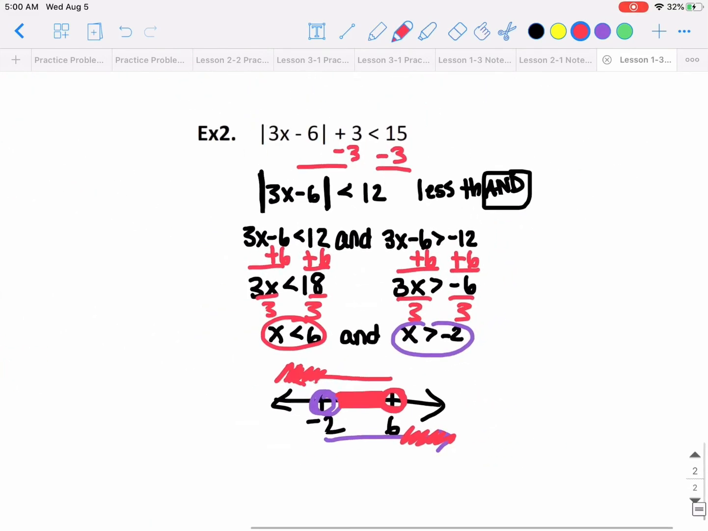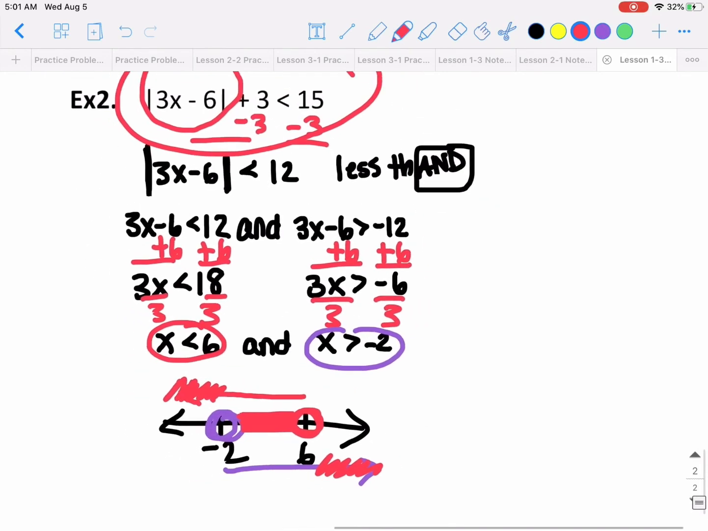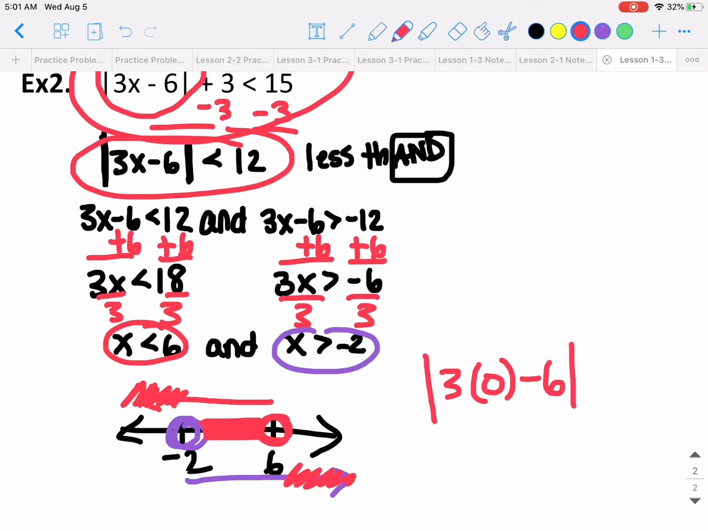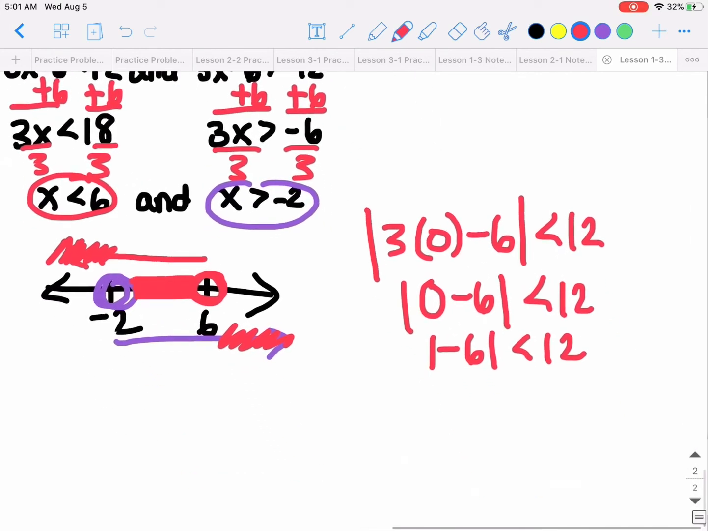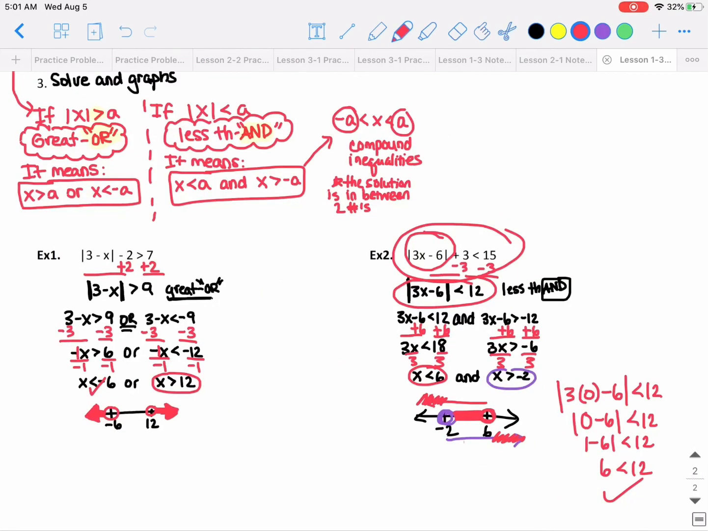I can plug in any number from negative 2 to 6 into this, and this statement is true. So let's pick a number, let's put in 0. I can actually use this inequality because it's easier. If I plug in 0, I have the absolute value of 3 times 0 minus 6 is less than 12. Is that true? Well, 0 minus 6 is negative 6. The absolute value of that, is that less than 12? Yes, it is, because the absolute value of negative 6 is 6, and 6 is less than 12. So that works. It would work for any number in between. That's what your graph tells you.